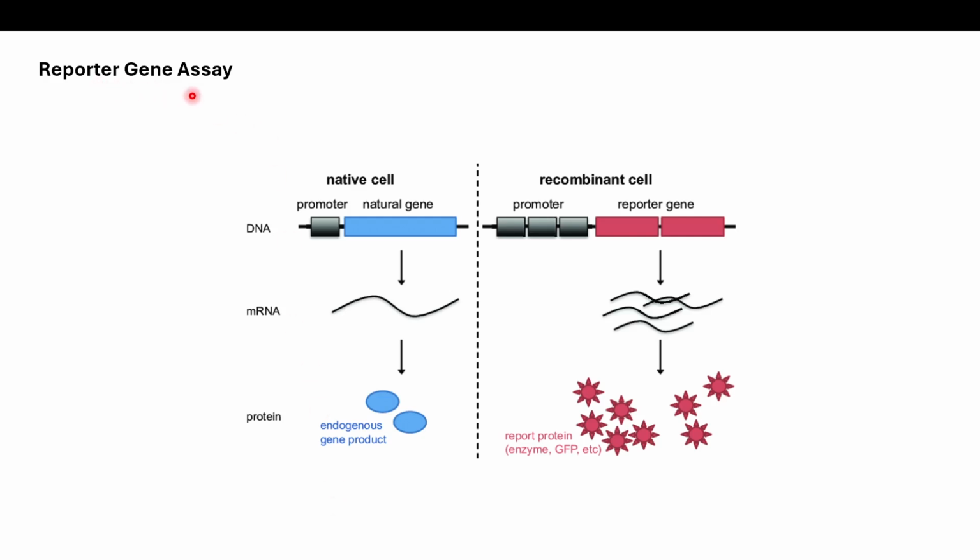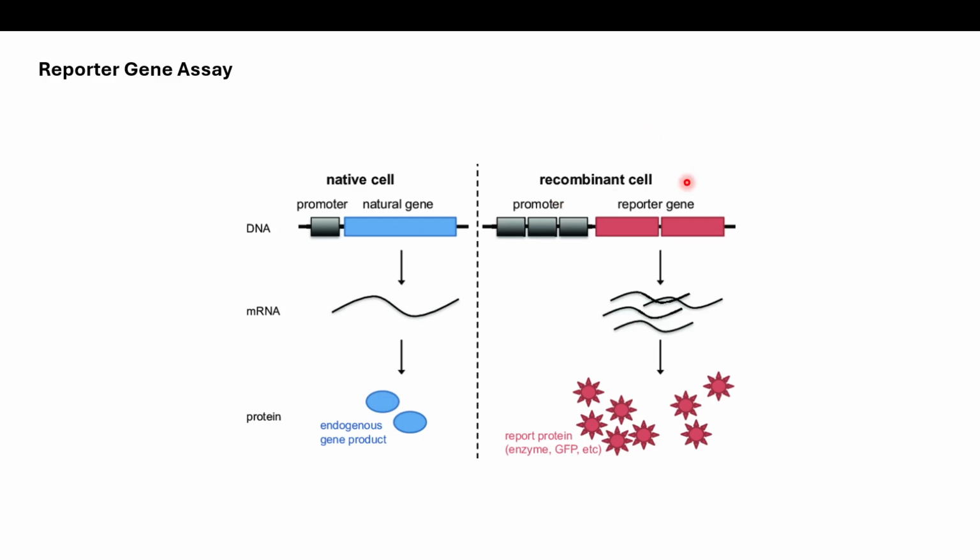Now there's the reporter gene assay. Sometimes, in a natural scenario in the native cell, this is your promoter, this is your natural gene product, this will code for mRNA, and there will be the gene product, protein, or other molecules which are endogenous in nature, required for the native cell.